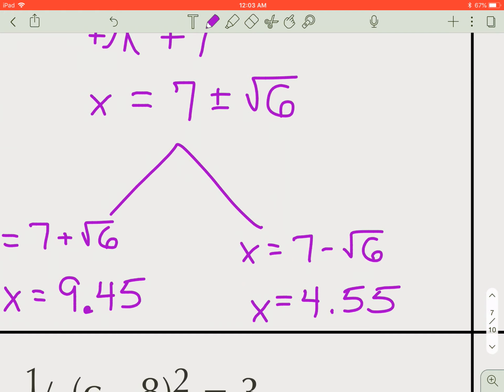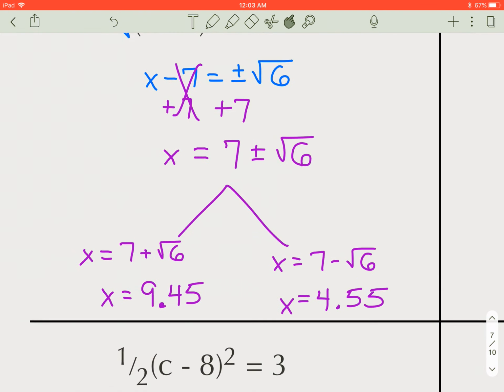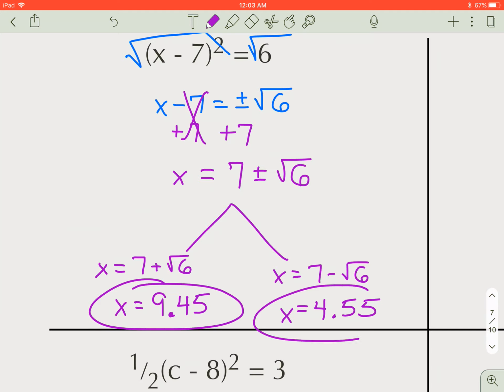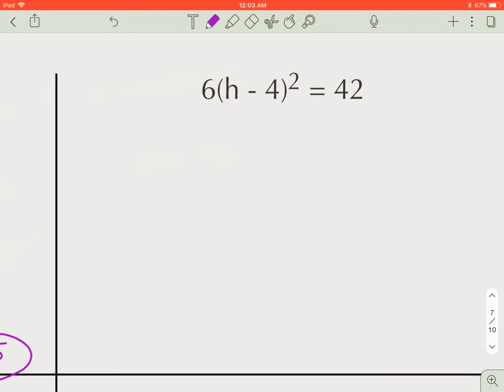4.55. And don't forget, this also connects back to the roots we talked about earlier. We're still solving quadratics, just not by factoring because we don't have a second x term. So those are still the places where our parabola would cross the x-axis. Those would be our solutions of our graph. If we were to graph this, it would be x equals 9.45 and x equals 4.55. Moving on to the next example.